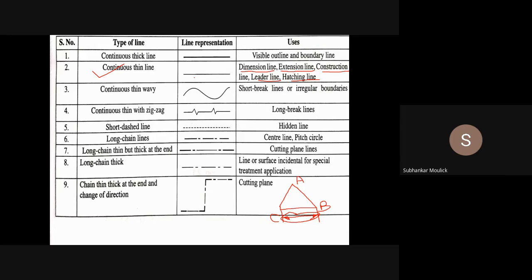Any doubt? Yes, sir. Fine, okay. And what is this leader line and hatching line? This I will explain in the next slide.